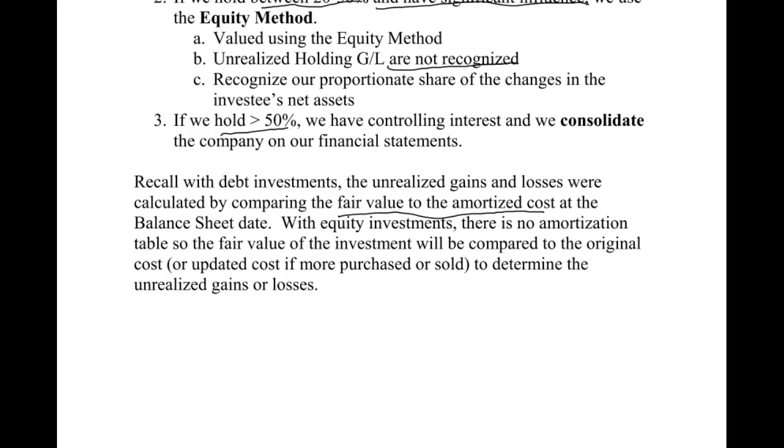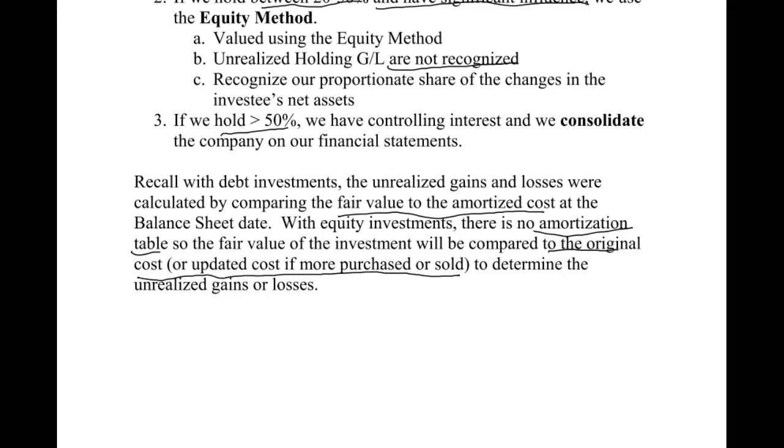All right, so equity investments are a little bit easier. It's because there's no amortization table, because we're not amortizing something back to its face value, and there's no set life on it. Remember, bonds have a set life. Theoretically, stock can exist forever unless the company goes out of business. So the fair value of the investment will be compared to the original cost, or updated cost if we buy some or sell some, to determine the unrealized gains or losses.